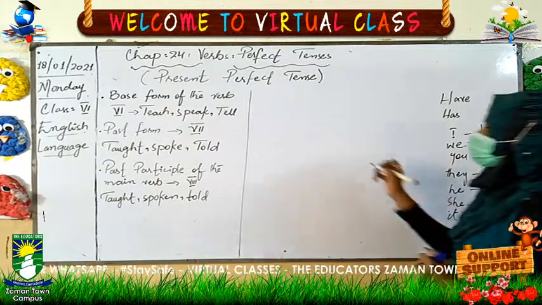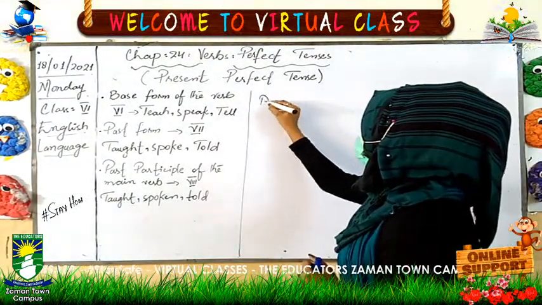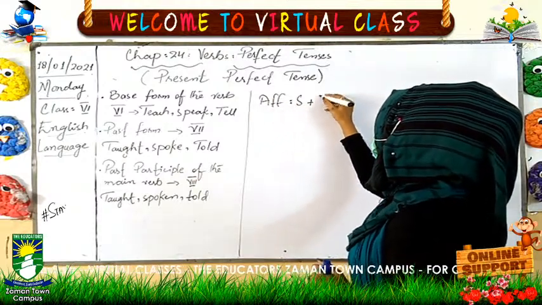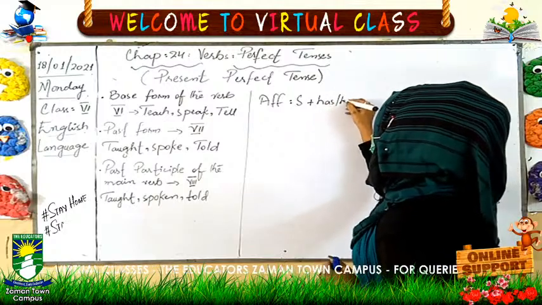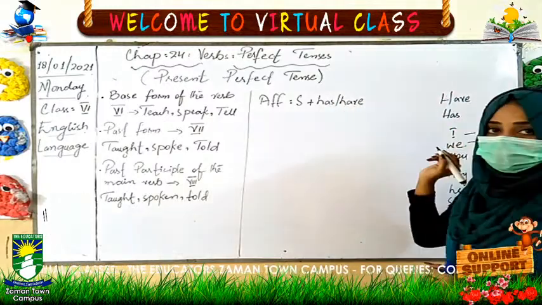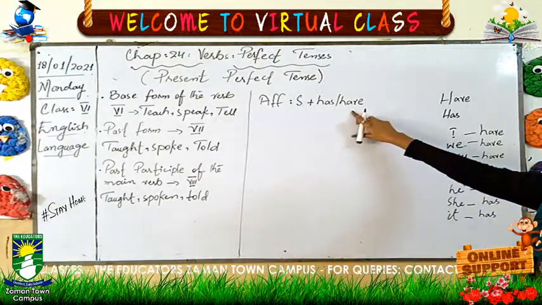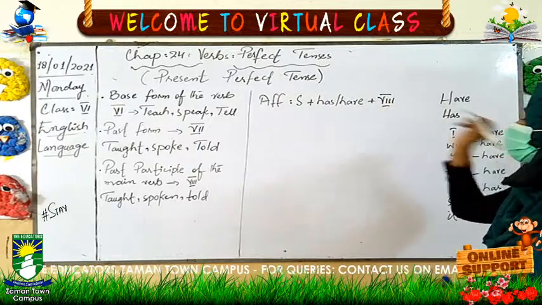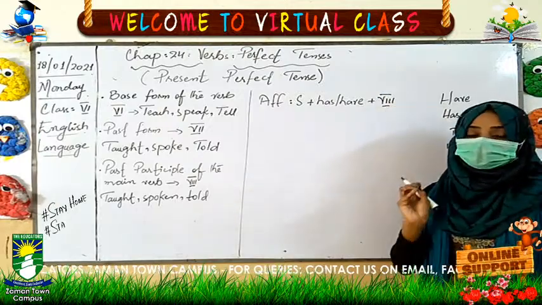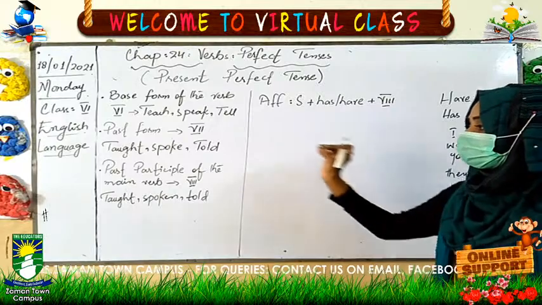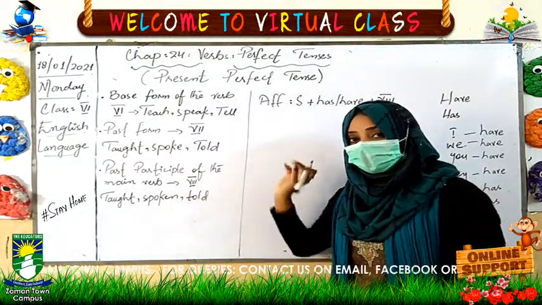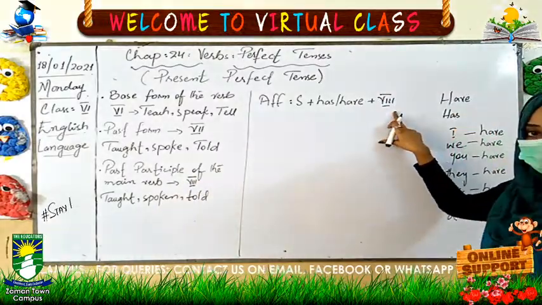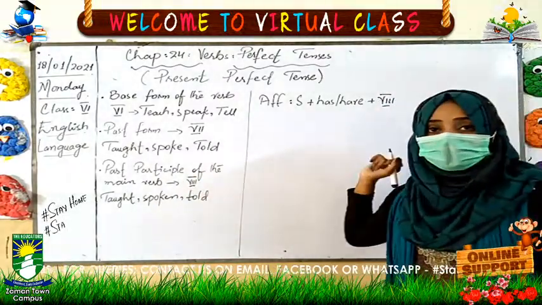Got it? Now, what is the sentence structure? Affirmative: subject, the helping verb has or have, plus, whenever you are going to make sentences of the present perfect, you are supposed to use the third form of the verb. We call it the past participle of the main verb. I am just writing here like this. It means the past participle of the main verb.